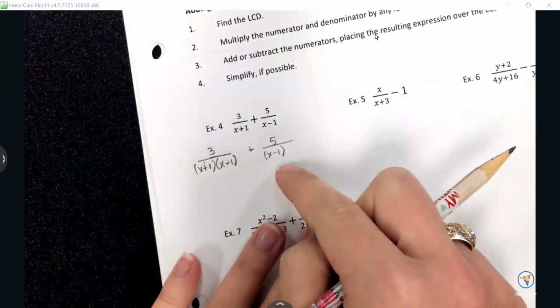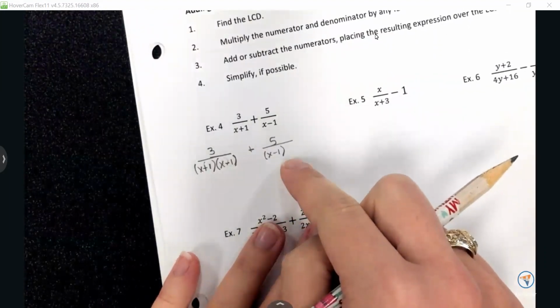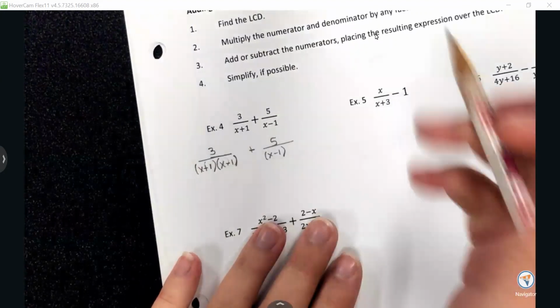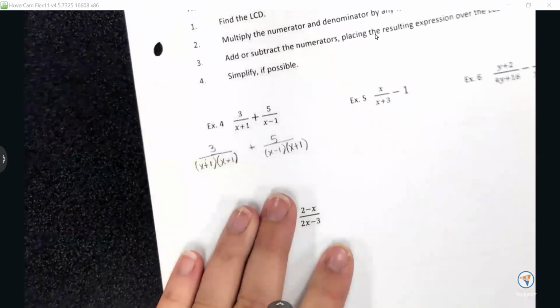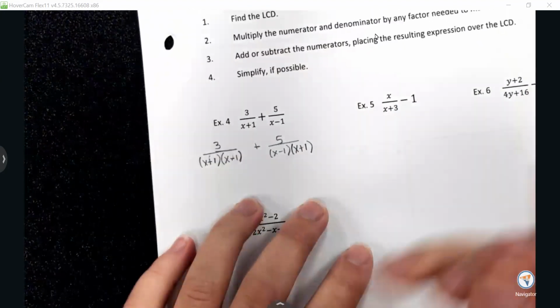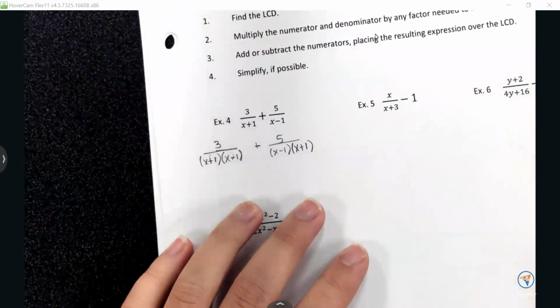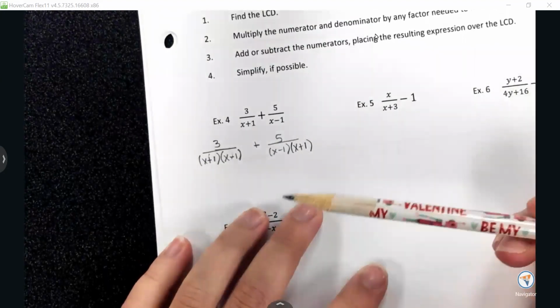So my right side has the x minus 1. What is it missing? What does it not have? The x plus 1. Now, I can't just add things to a denominator. That changed my problem. Okay, so here's the easiest way to look at this.